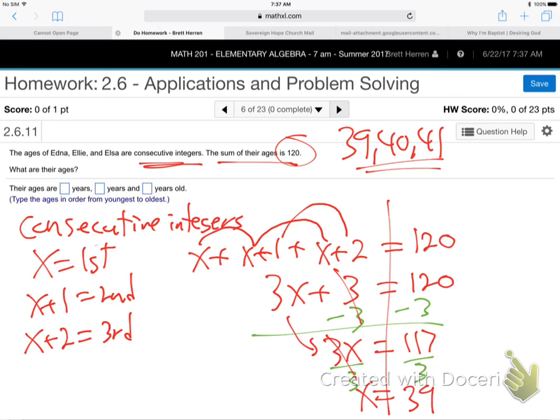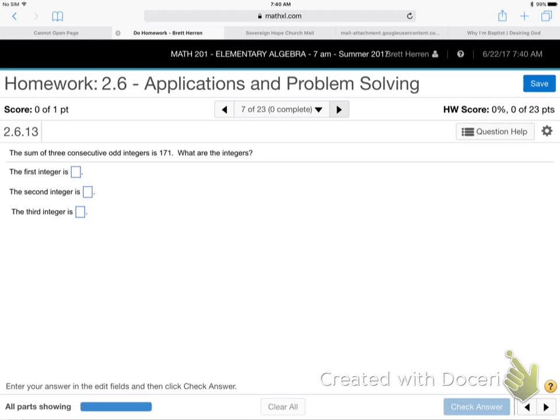Questions before I flash off of it? Good? All right. They're giving us every variety. This is a challenging section. So now they're going to say 3 consecutive odd. So instead of just 3 consecutive, they're saying 3 consecutive odd this time.